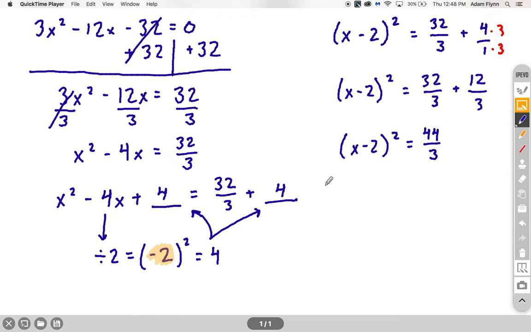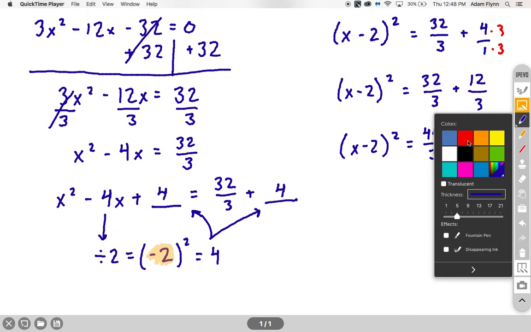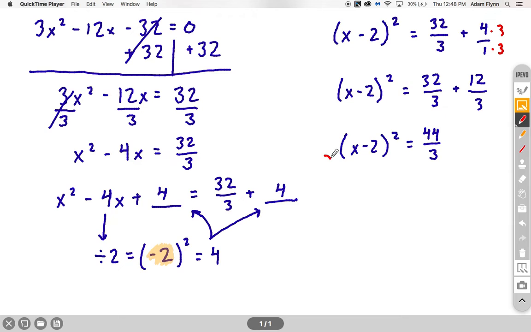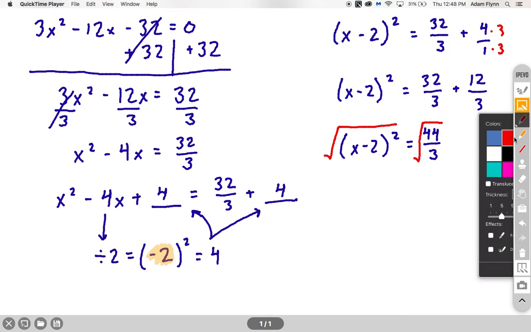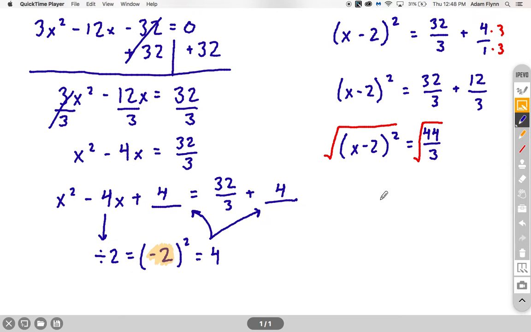What you're going to do now is you need to get rid of this squared, or the second power, the exponent of 2. So in order to undo that, or to get rid of it, we will take the square root. And whatever we do to one side, we have to do to the other. So what I end up getting here is x minus 2 equals plus or minus the square root of 44 over 3.